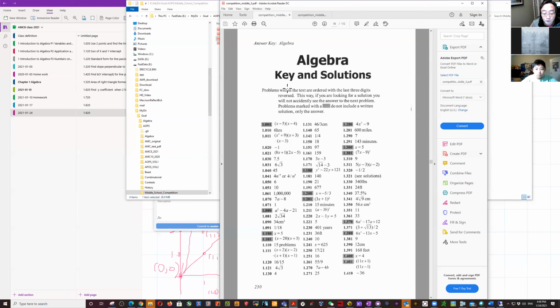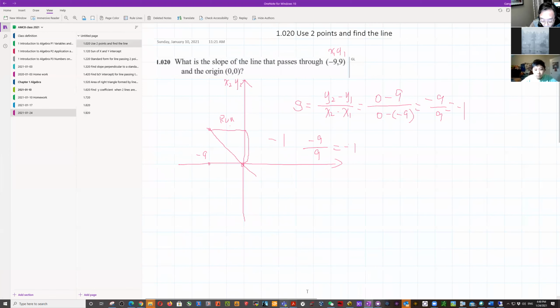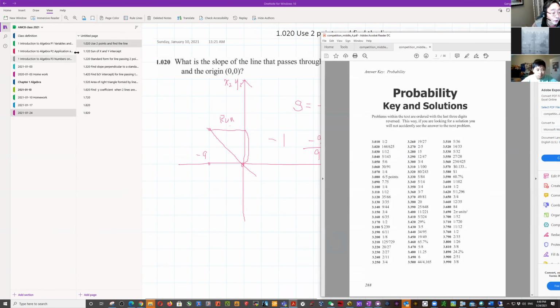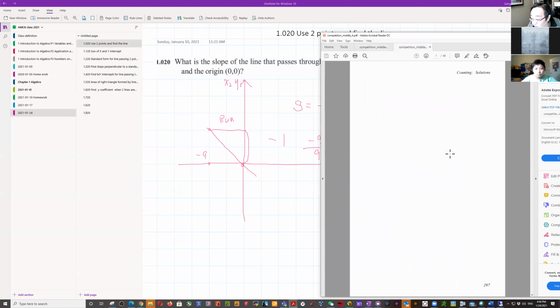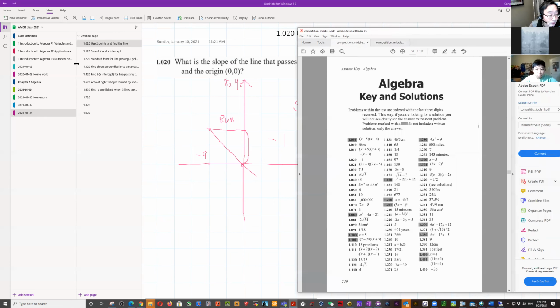Yeah, so this is the algebra key solutions, and let me just double check all of those. Here is 1020. 1020 is -1. My answer is -1. That's right.